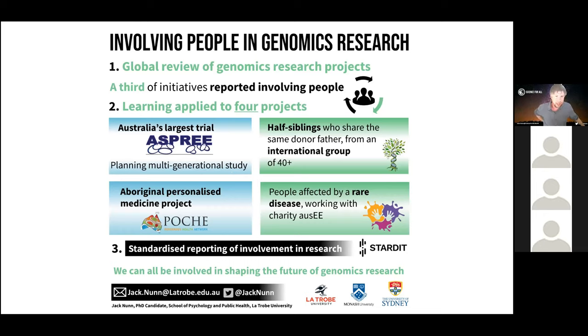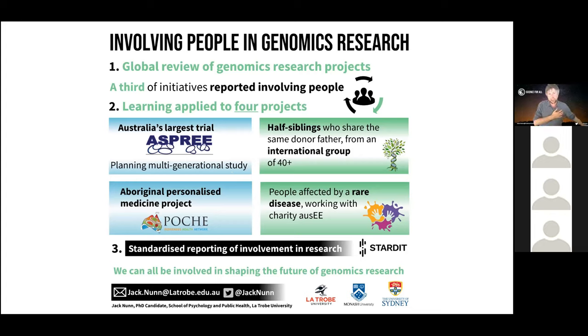I'll talk very briefly now about my PhD and how I've used STARDIT in that, just as an example of how it can be applied. So I worked on four case studies as part of my PhD. The first one was with Australia's largest clinical trial, the ASPRI trial. There are about 17,000 Australians involved, and many of them have their genome sequenced. And the idea was that this starting cohort, this population, could contribute to probably one of the largest multi-generational studies on Earth. But they weren't sure what the current participants thought about that. So we co-designed a process where we involved current participants in helping us shape what a multi-generational study could look like. And we used STARDIT to report how we involved people, what methods, for example, face-to-face events, and what the outcomes and impacts of that were.